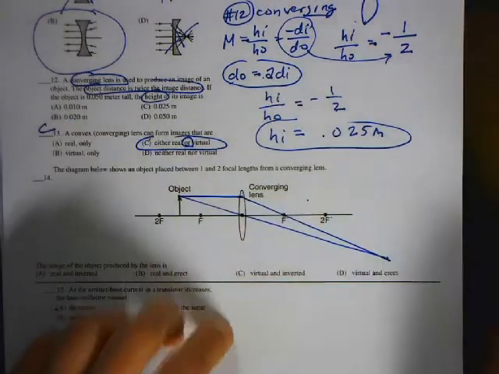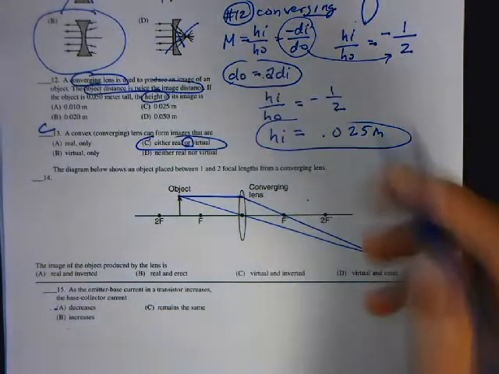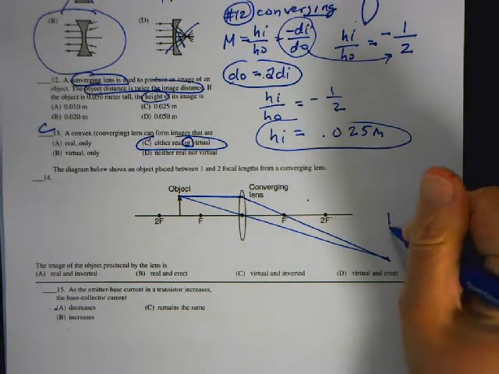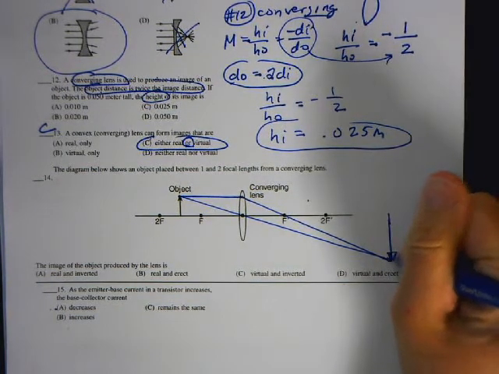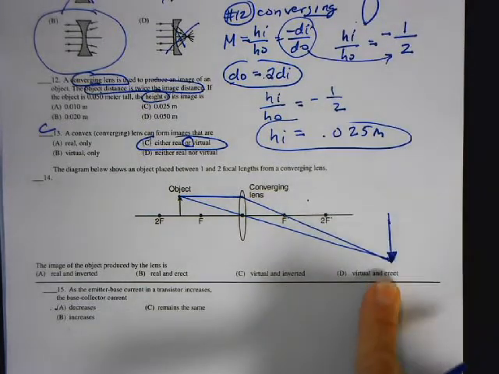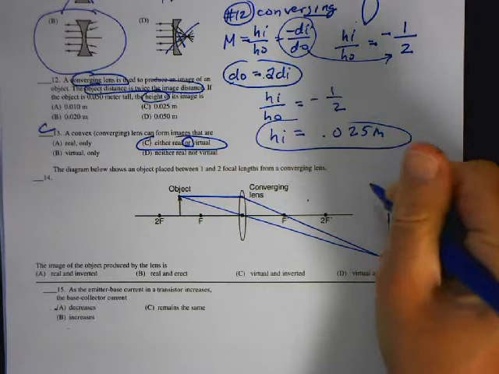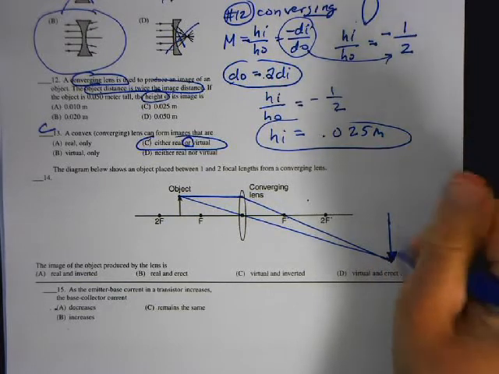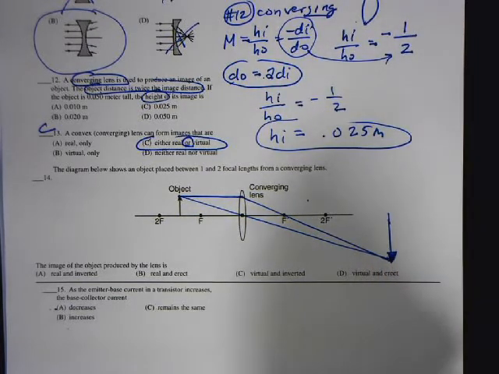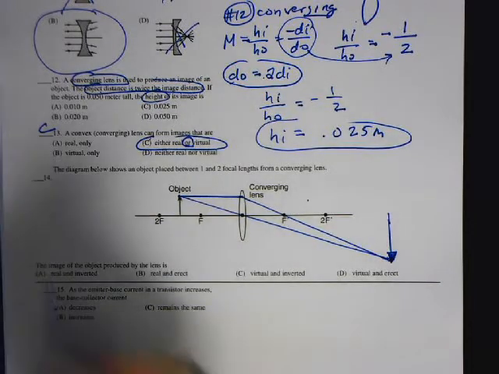Where the two rays meet, that's where the image is. Don't forget to draw your arrow here, because on the FRQ, if you don't draw your arrow, you're going to lose points. So I see that this is going to be real and enlarged, and it's inverted because it's upside down. So the choice there is A.